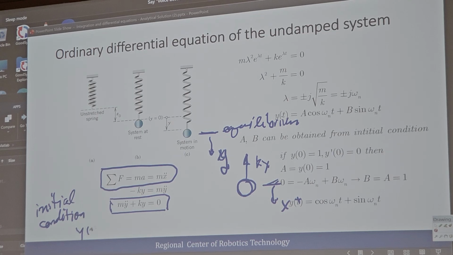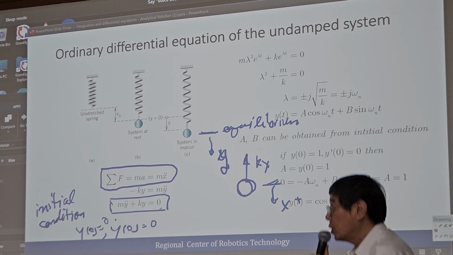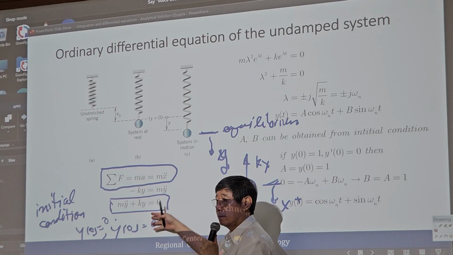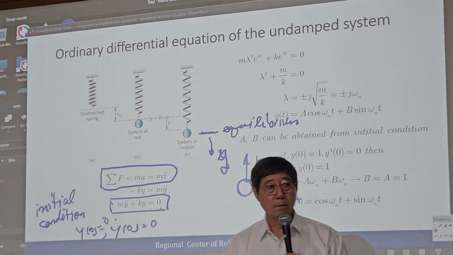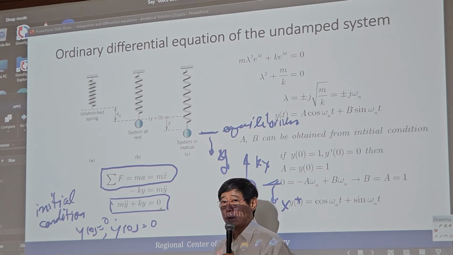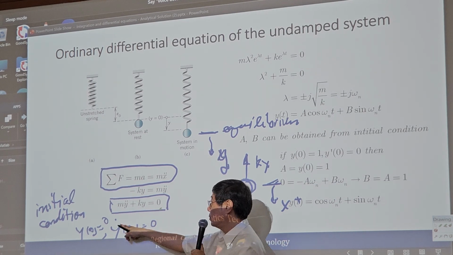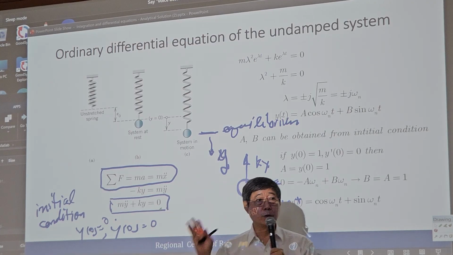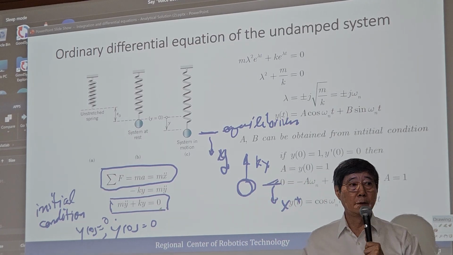If the initial conditions are y0 and y dot 0, if y0 equals 0 and y dot 0 equals 0, what is the solution of this one? What's the solution of this one? Y.